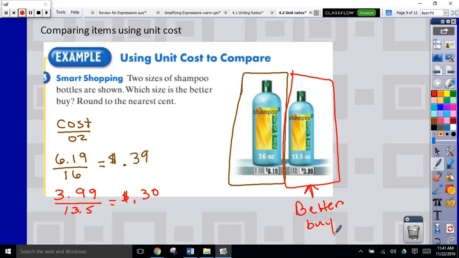If I was buying something like that, I wouldn't care because it's 9 cents difference. Well, yeah, but 9 cents difference adds up when you're looking at your whole grocery bill.